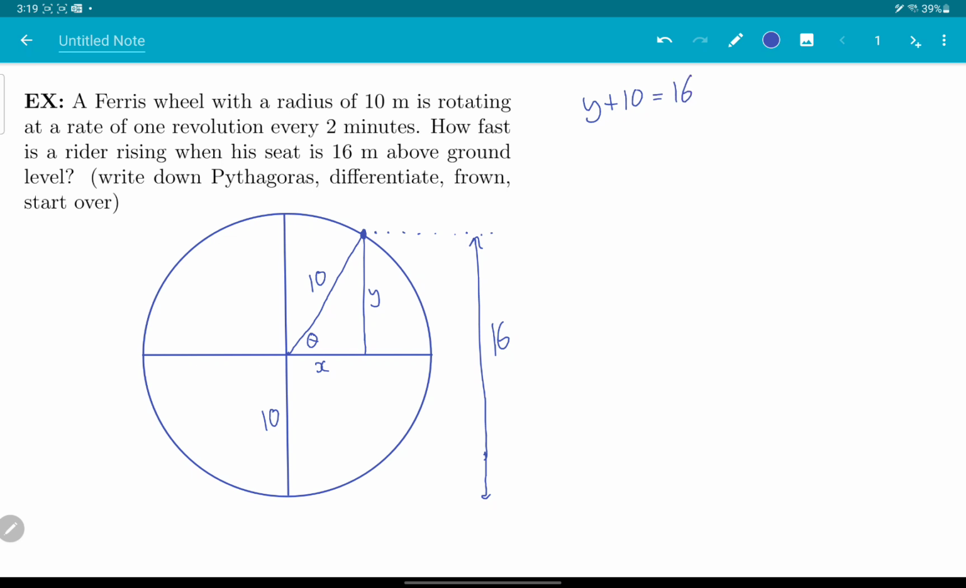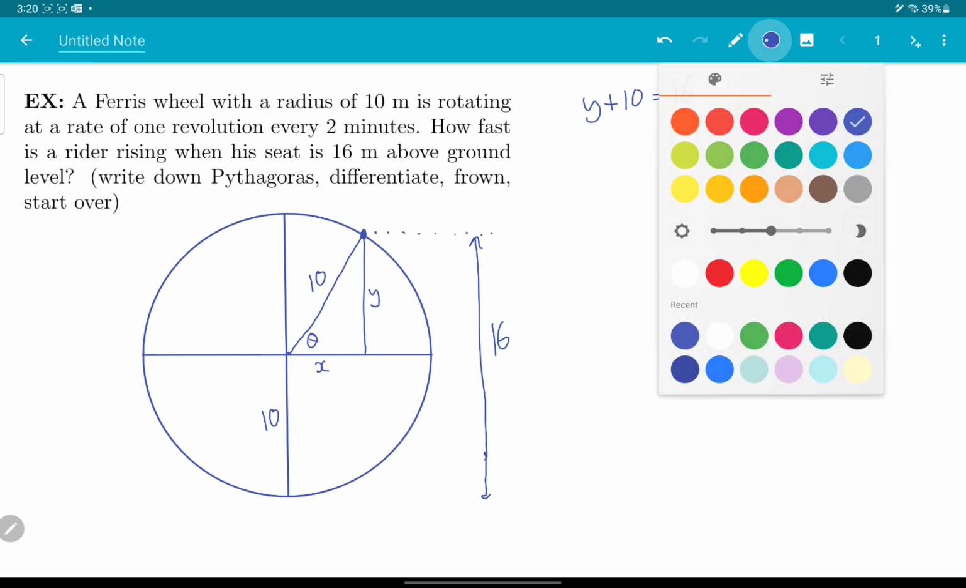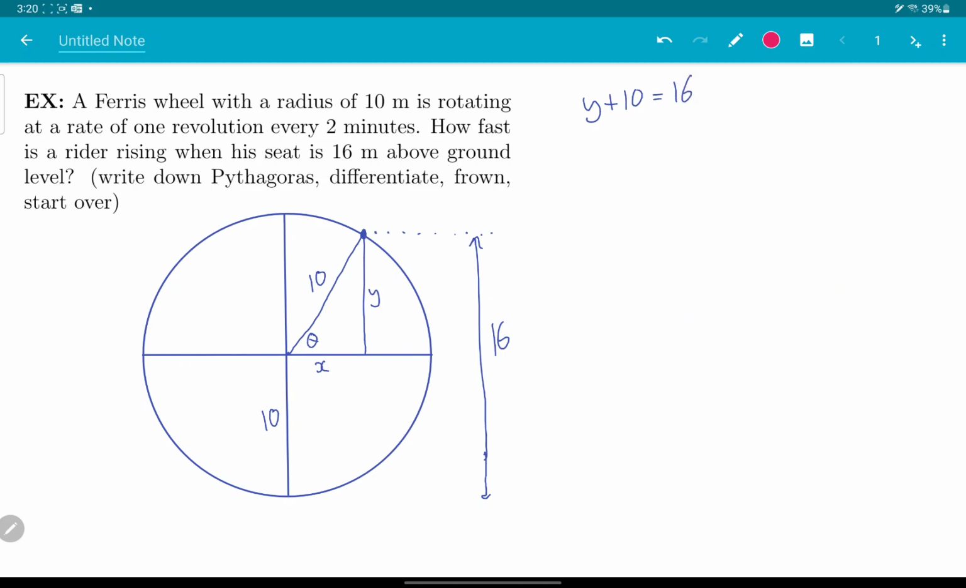I'm looking for, what am I looking for? How fast is the rider rising? So the big question here is y prime equals what? Okay, so I need to find some equations that involve y. This one's no good, right? I need a function that involves y.